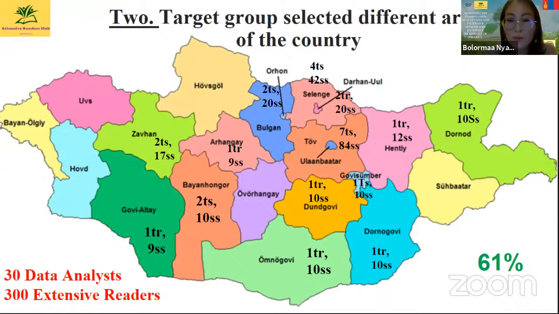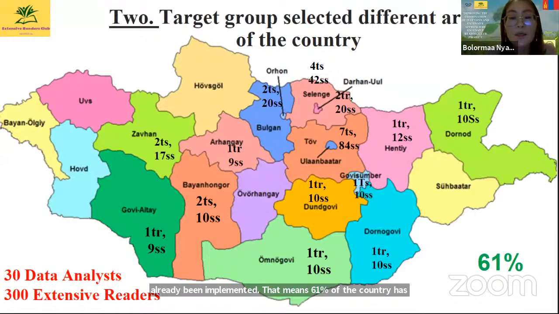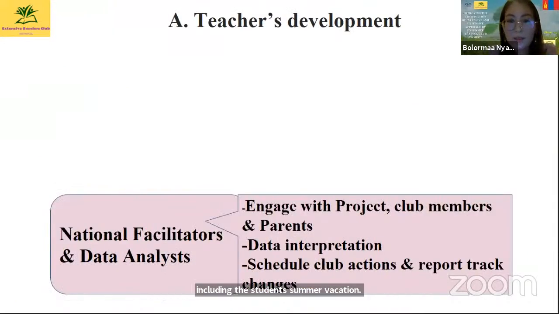So we have 21 provinces, and 13 of them have already been implemented. That means 61% of the country has already participated in the project so far. However, this project has been running for only 6 months, including the students' summer vacation. Now let's go to the next slide. Here, I'd like to talk about how the project process is going now.